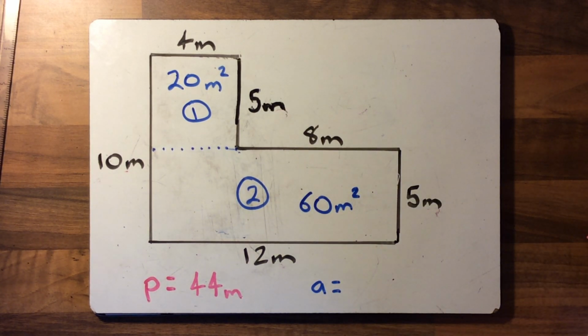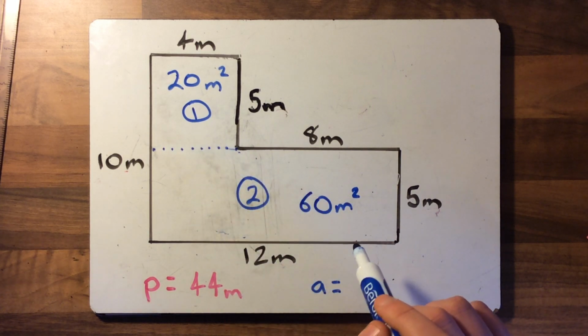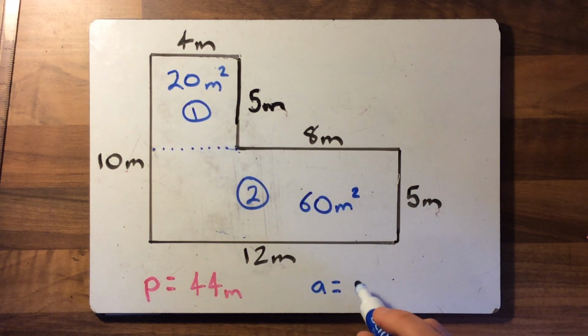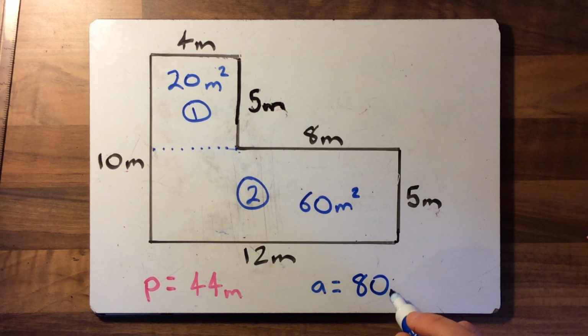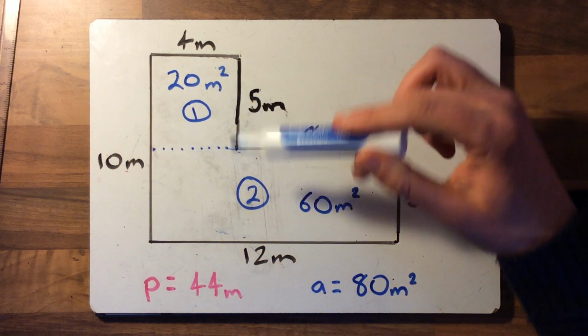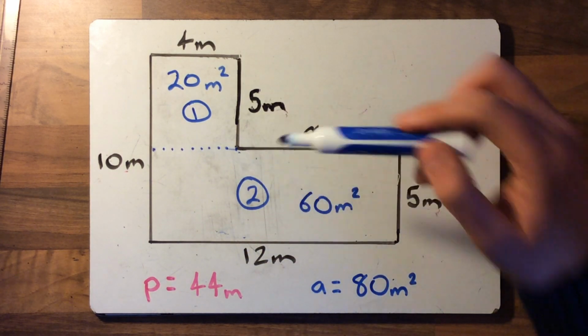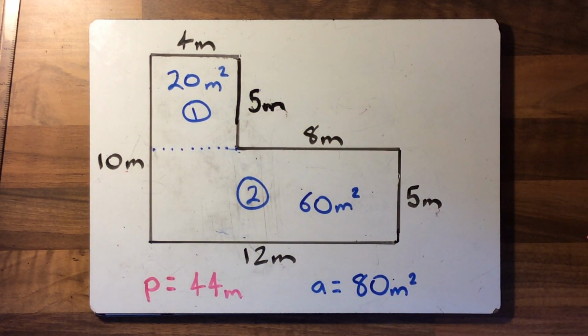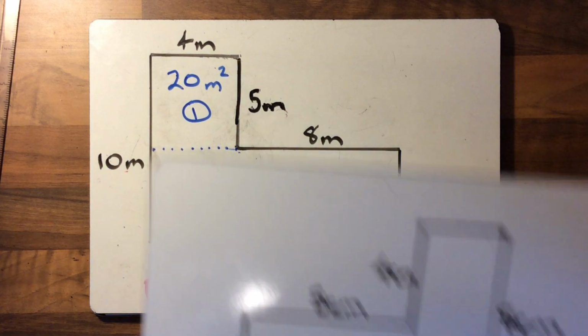And then what do we need to do now? We need to add up the 2 rectangles, don't we? 60 and 20 is 80. 80 metres squared. So that is the area of that complete shape, and we've split it up. Now I could have split it along this way, but it would have still got us to 80 metres squared. So if we look at another one, year 6.